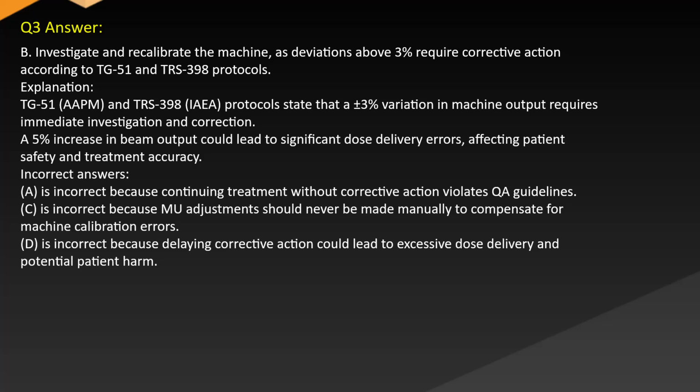Incorrect answers. A is incorrect because continuing treatment without corrective action violates QA guidelines. C is incorrect because MU adjustments should never be made manually to compensate for machine calibration errors. D is incorrect because delaying corrective action could lead to excessive dose delivery and potential patient harm.